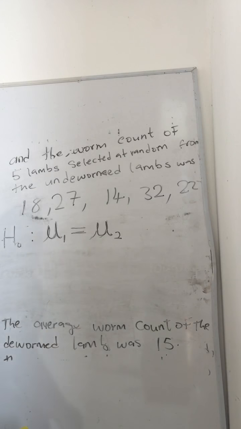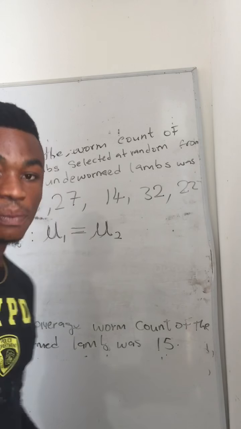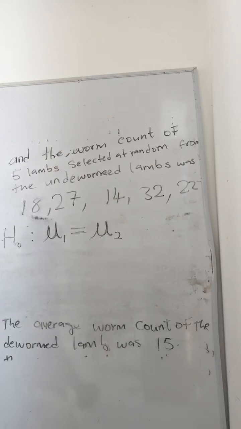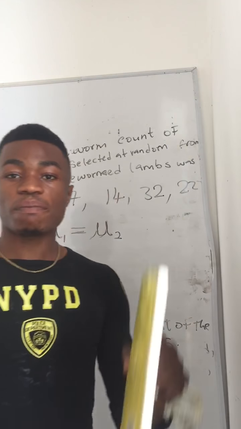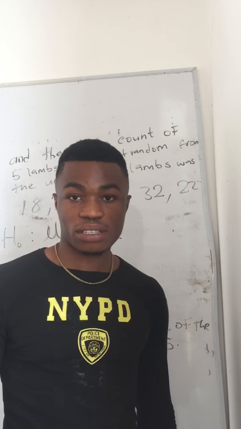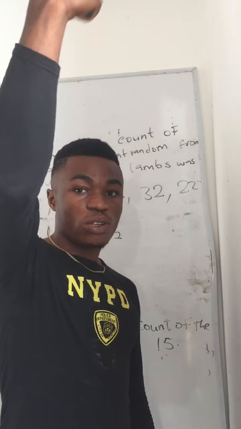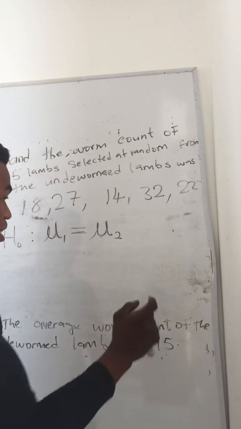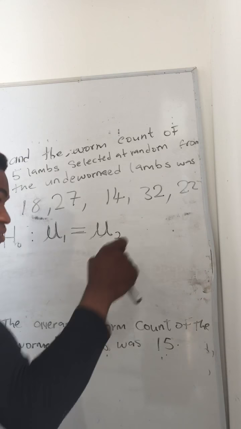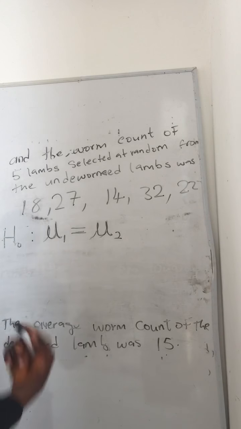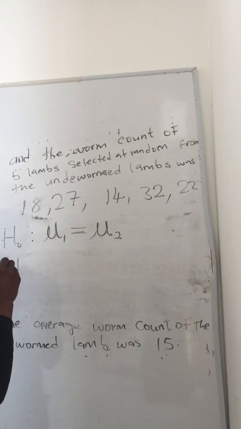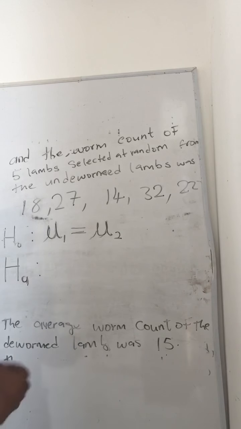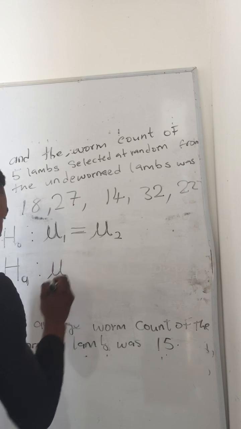We set our null hypothesis. So now let's go ahead to set our alternate hypothesis. Remember we said that our alternate hypothesis is the hypothesis that contains the claim. So what claim are we trying to test in this question? We are testing if there is a difference in the worm count of the dewormed and the undewormed lamb. So the claim itself is that there is a difference, and we are testing the claim. The alternate hypothesis, presented by H subscript A, will contain the claim, and the claim is that there is a difference.